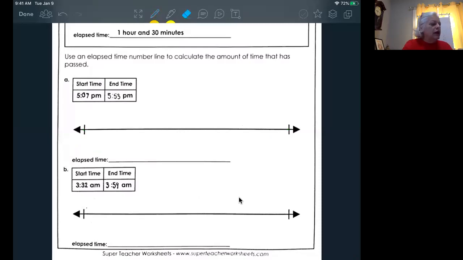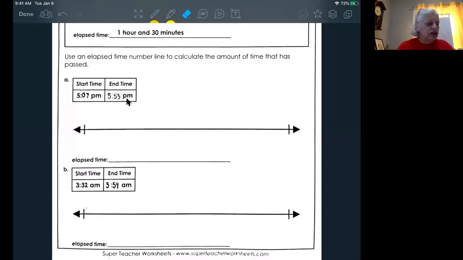Okay, so in our first problem, it says use an elapsed time number line to calculate the amount of time that has passed. So if you look in your box right here, your start time is 5:07 and your end time is 5:53 p.m. So in third grade, you're only going to find elapsed time within the same hour, within 5 o'clock. Okay, when you move on to fourth grade and the other grades, you'll go above the hour.